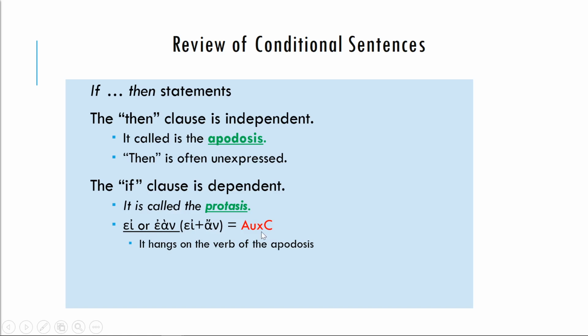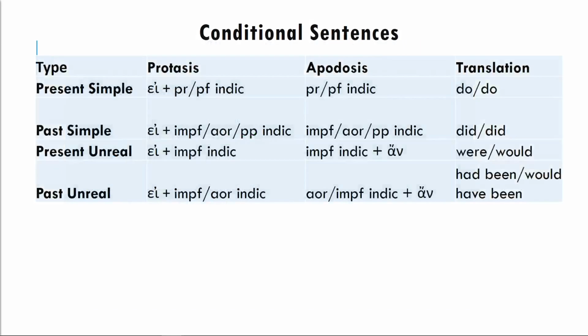So that word is labeled as auxi, and it hangs on the verb of the apodosis. The verb of the protasis hangs on the ei and is labeled as an adverb most of the time. We've already talked about some kinds of conditional sentences. The simple present: if I do this, this happens. The present unreal: if I were to do this, this would happen. Remember, you take the an there because there's a certain unreality. It's contrary to fact.